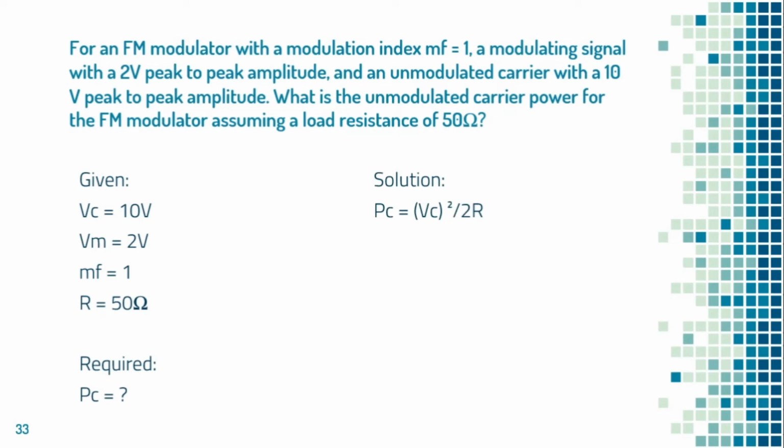So the unmodulated carrier power is found by dividing the square of the carrier voltage by 2 times the load resistance. So 10 volts squared divided by 2 times 50 ohms yields us 100 volts divided by 100 ohms, which equals 1 watt. So the total power or the unmodulated carrier power is 1 watt.